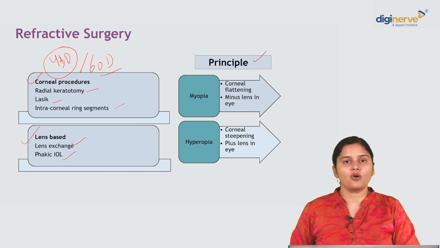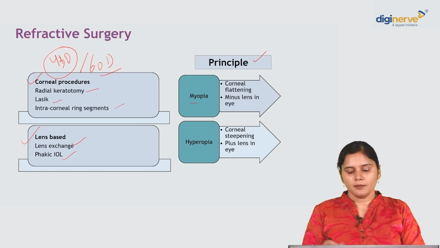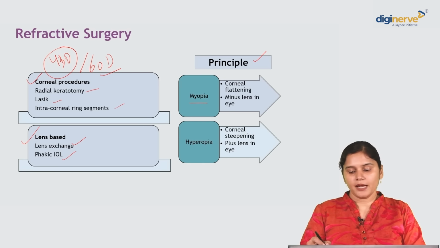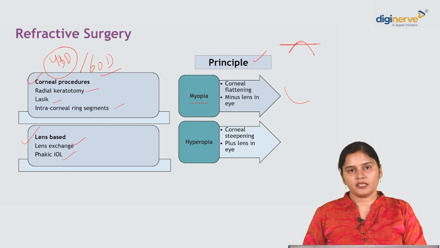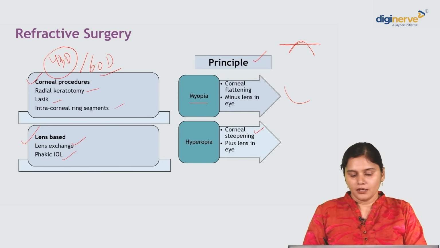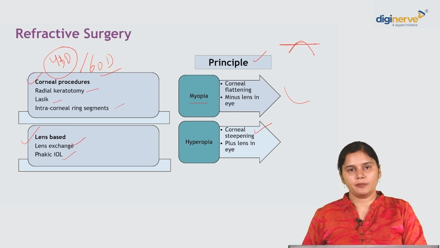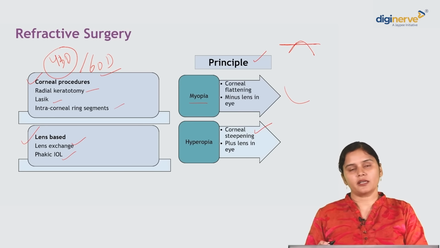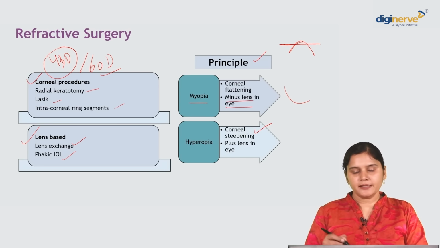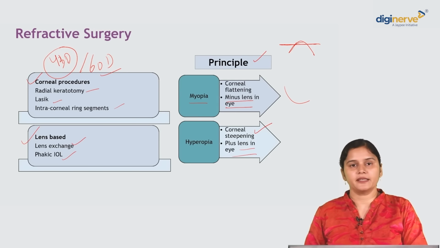What is the principle of refractive surgery? For myopia, either the axial length is bigger or the curvature of the cornea is more. So the curvature of the cornea can be reduced by corneal flattening. That can lead to disappearance of myopia. In hyperopia, the cornea might be flat, so we have to steepen the cornea to get rid of hyperopia. Or we can put a minus lens inside the eye for myopic people and a plus lens inside the eye for hyperopic people.